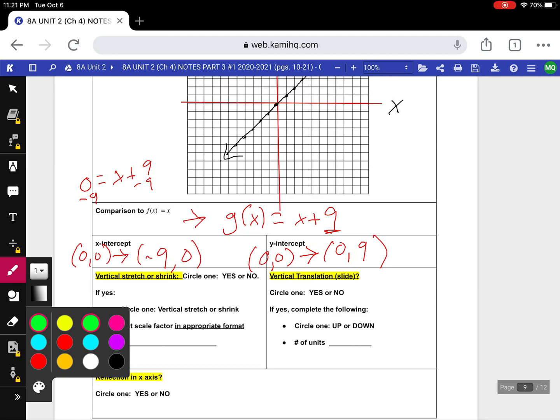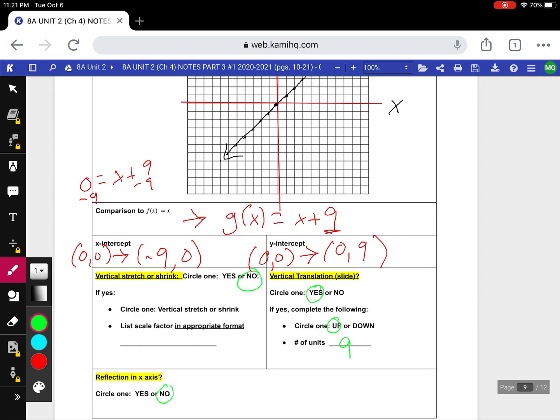Okay, and just by looking at the equation, you should notice that there's no number attached to that x. So do we have a vertical stretch or none? We have none. There's not one. Okay, and a vertical translation or slide? Well, yes, we do. And we are going up by 9 units, okay? Is there a reflection? No, because we would need a negative slope for there to be a reflection, okay?